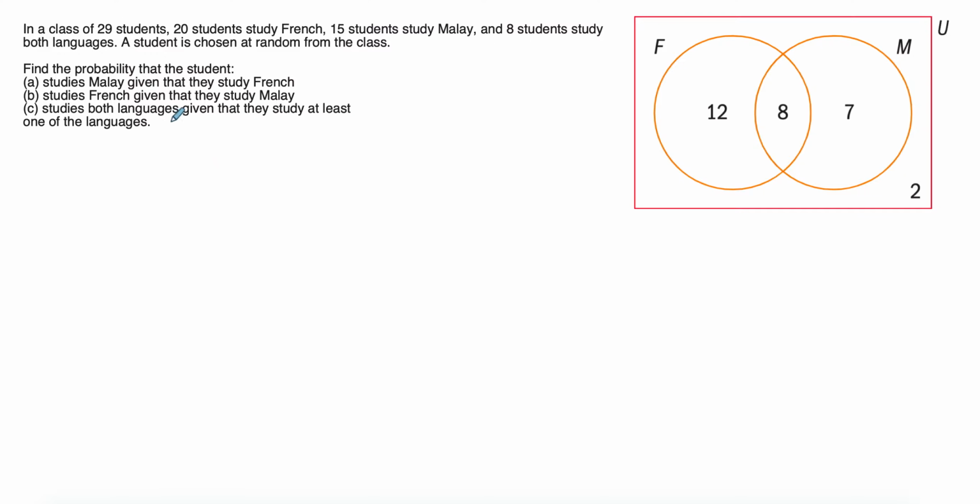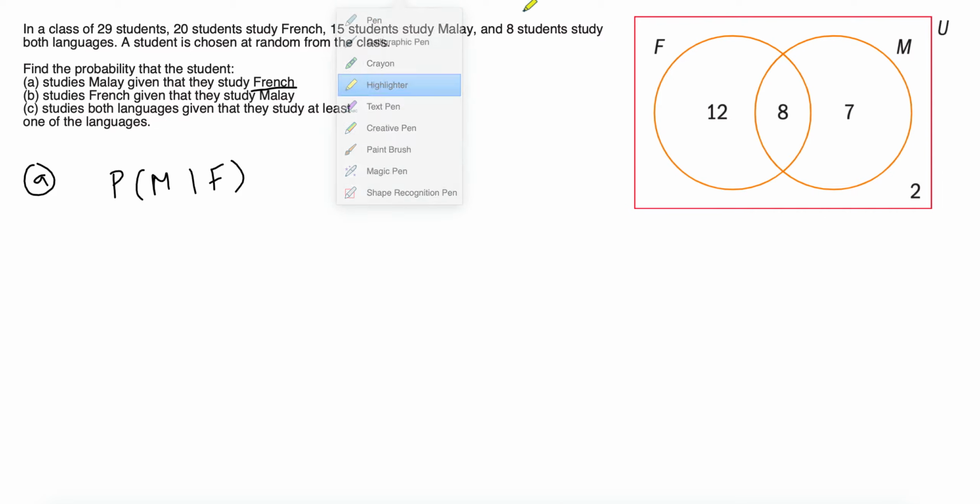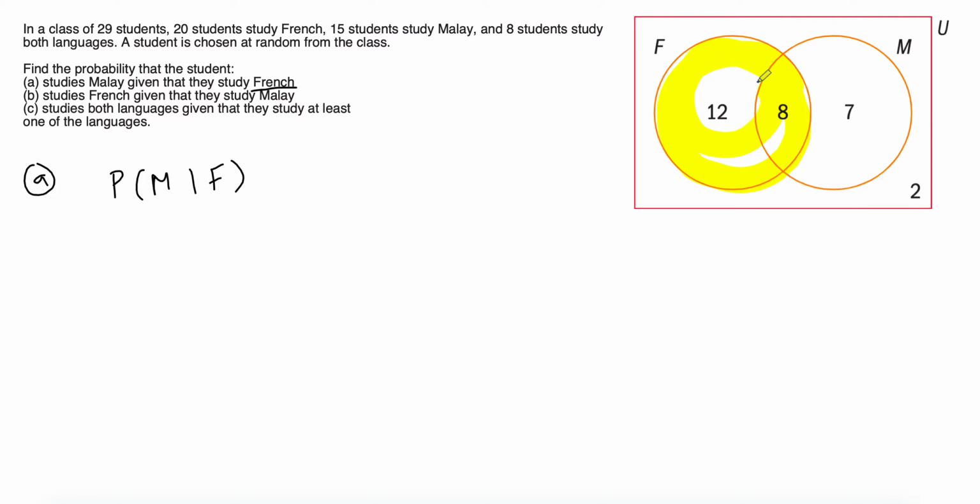So we want the probability that a student studies Malay given that they study French. As soon as you see "given", this is your key that you have to use conditional probability. So for A, we need the probability that they study Malay given that they study French. And what you do with a Venn diagram is you're restricting yourself. I'm now looking at only the people that study French, so I'm restricting my area into this area. These are the people that study French. This is my first condition.